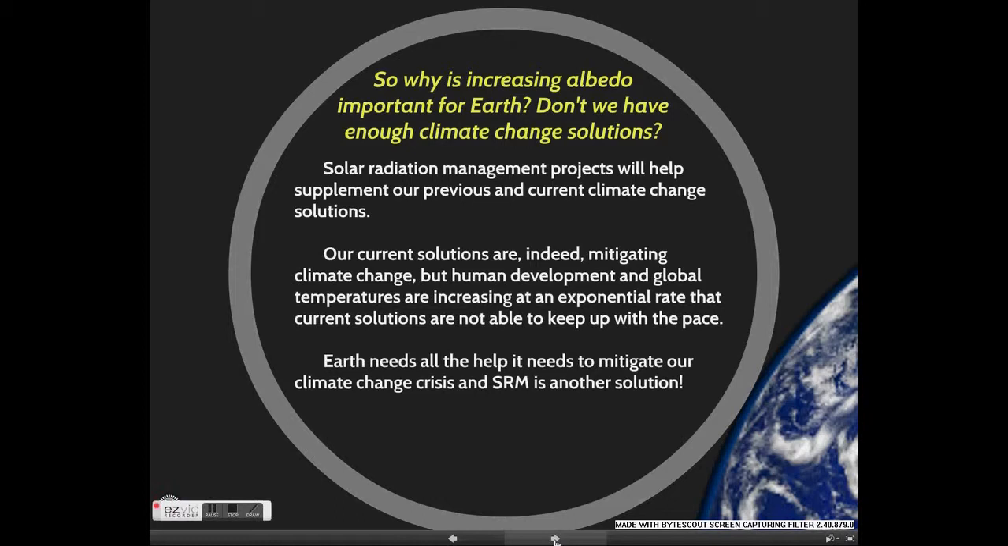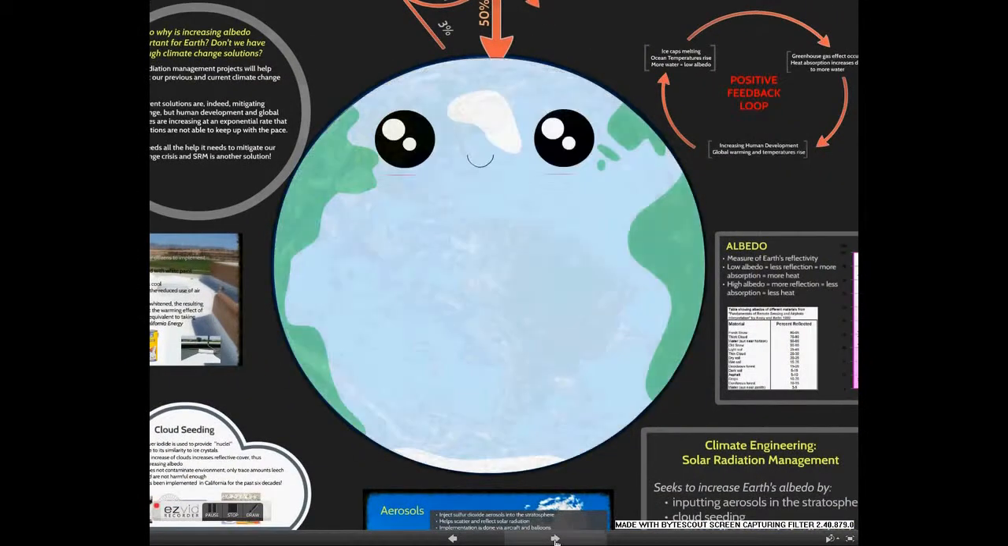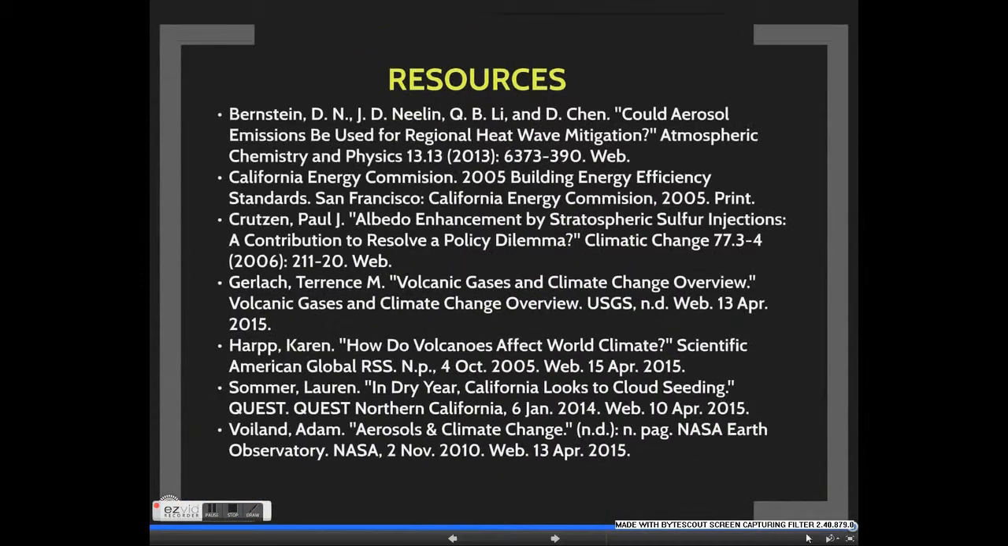So why is increasing albedo important for Earth? Don't we have enough climate change solutions? Solar radiation management projects will help supplement our previous and current climate change solutions. Our current solutions are, indeed, mitigating climate change. But human development and global temperatures are increasing at such an exponential rate that current solutions are not able to keep up.